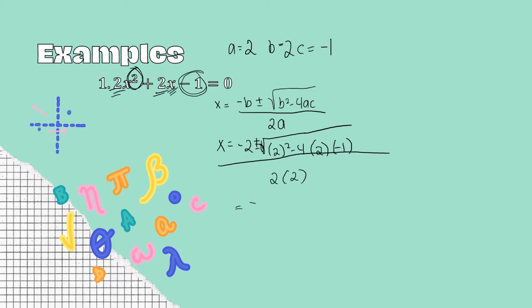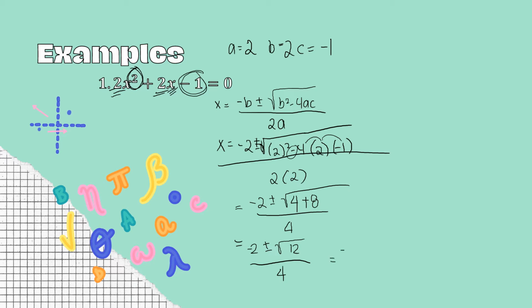So you have negative 2 plus minus square root of 2 times 2 is 4. And then 4 times 2 is 8. Times negative 1 is negative 8. And then negative 8, meron tayong negative sign dito, so magiging positive na. So 4 plus 8 all over 4. So that would give us negative 2 plus minus square root of 12 over 4.